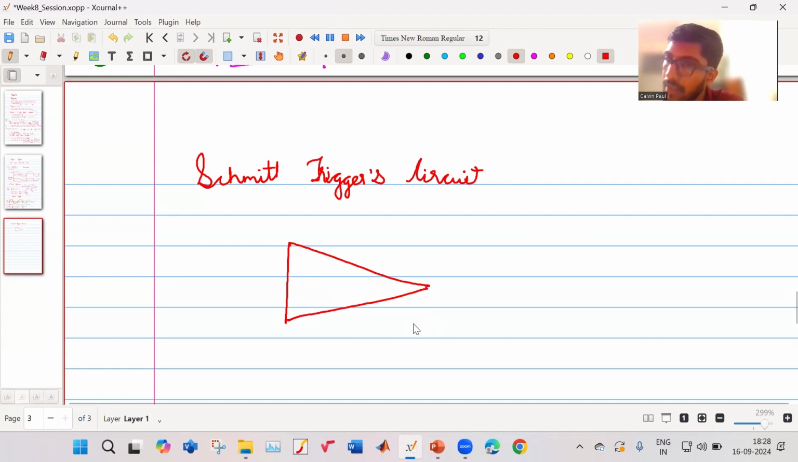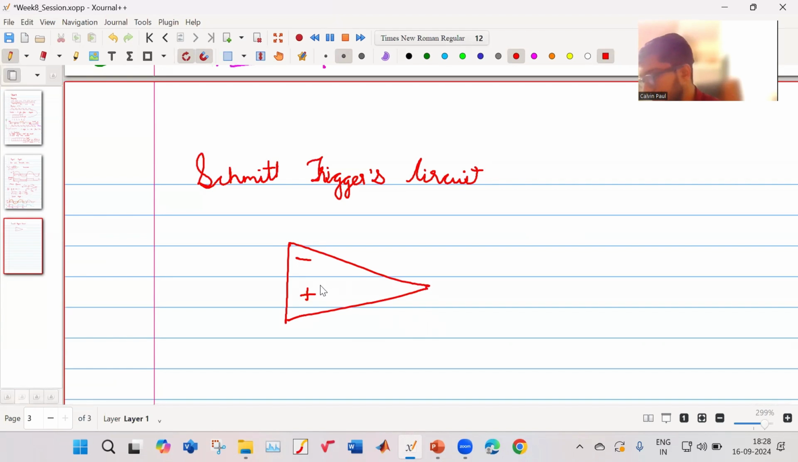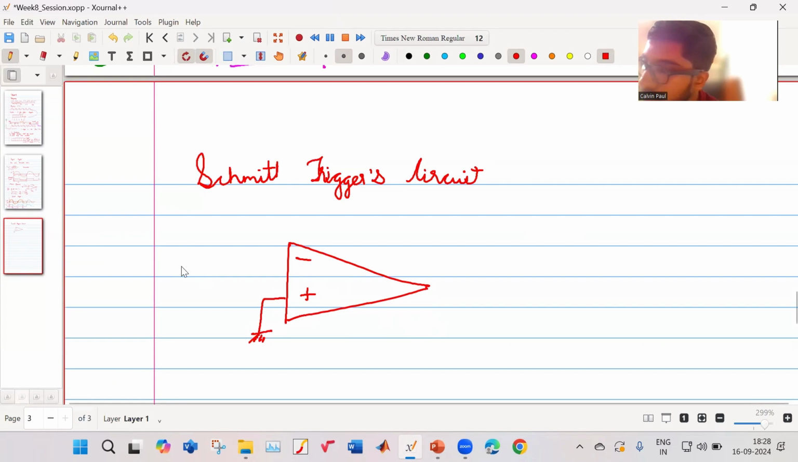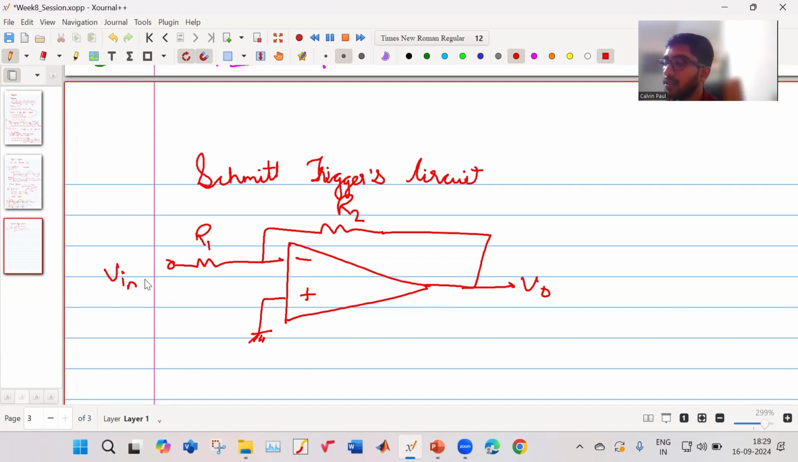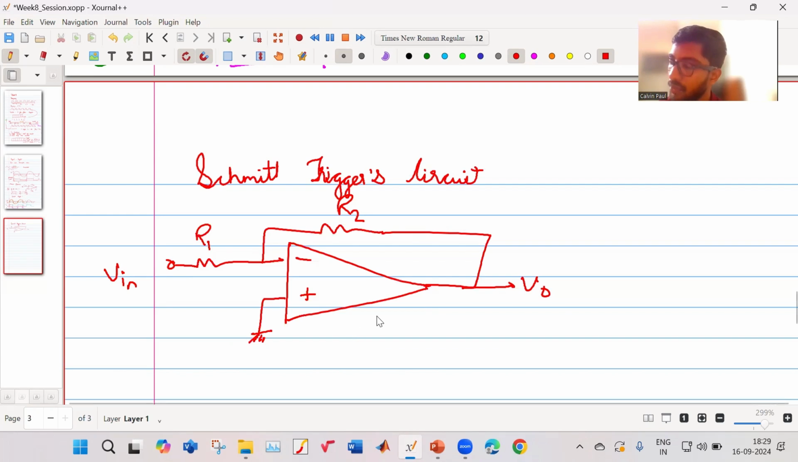As Sir taught, let us consider an inverting amplifier. This is connected to ground. This is my R1, this is my R2, my V out, and this is my V in. In this connection, it is an inverting amplifier, where V output is equal to minus V in into R2 by R1.